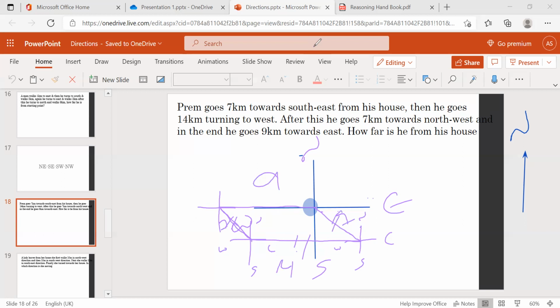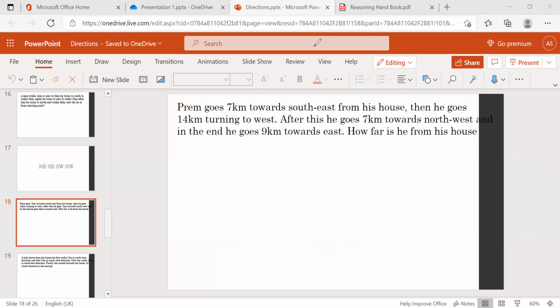So here, think, from here how far is it? He goes like this, and the point is 9. It is totally 14, and he came back 9. So 14 minus 9 is 5. So 5 kilometers is the distance. So northwest, northeast, you can find out like this. Okay. The next problem.